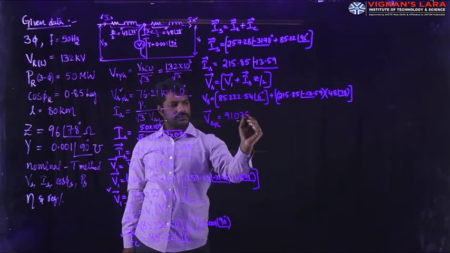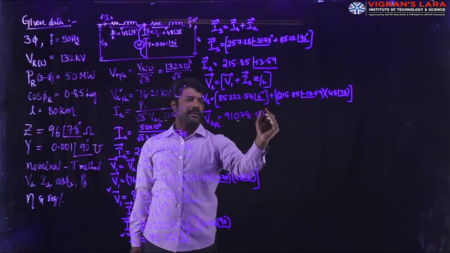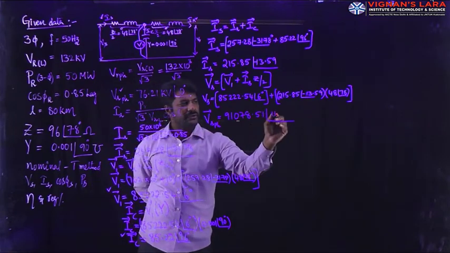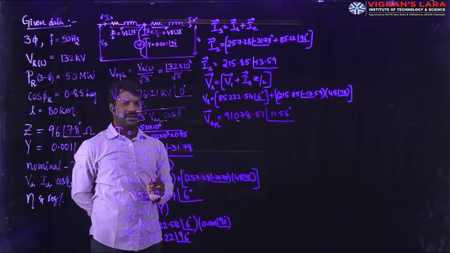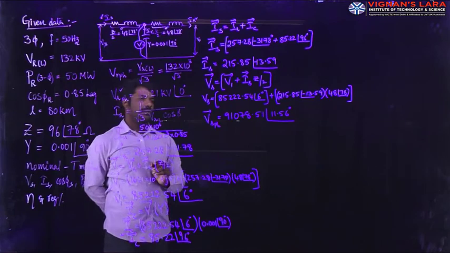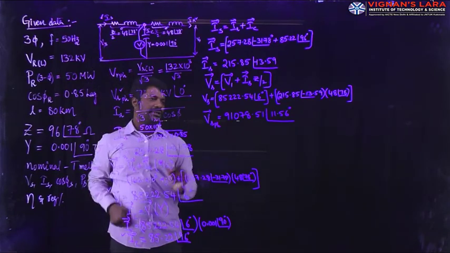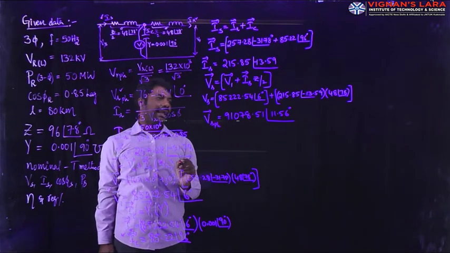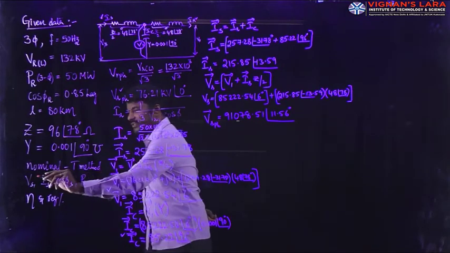91,078.51 volts, making an angle of 11.56 degrees. This much per phase voltage you can observe on the transmission line at the sending end side, and this analysis is done based upon the nominal T method. So 91.07 kV at an angle of 11.56. So we got the value of this Vs.